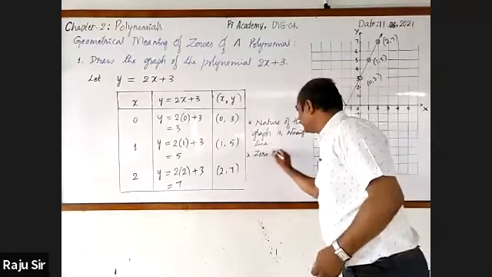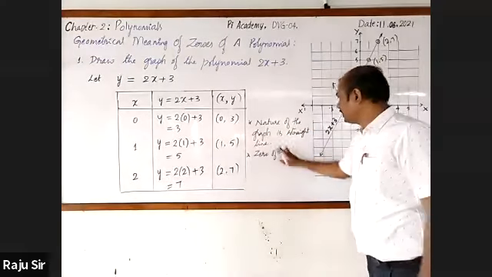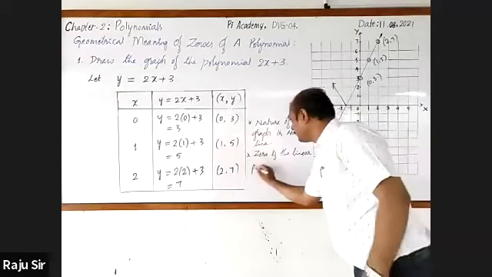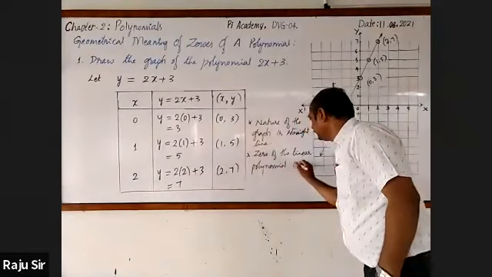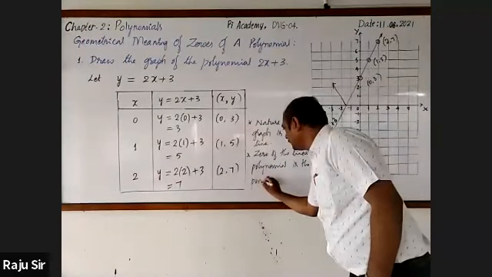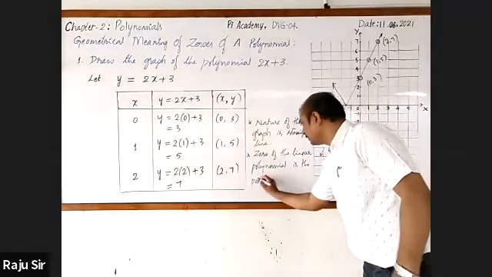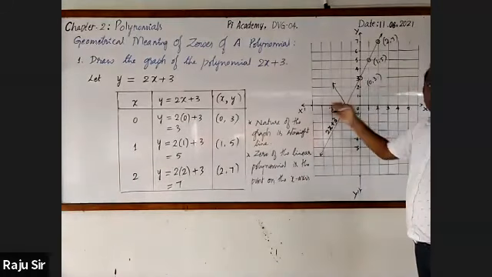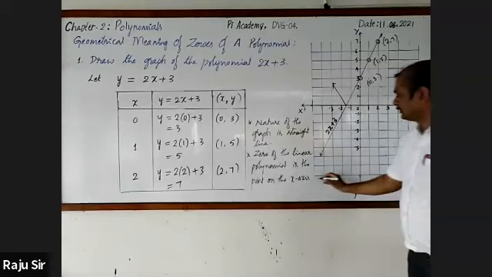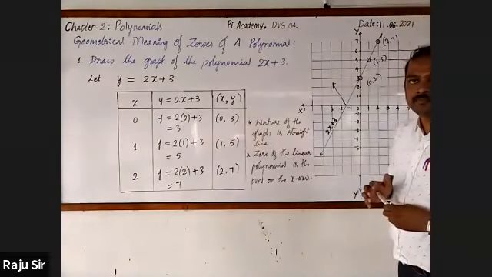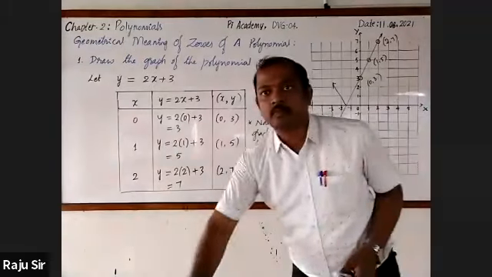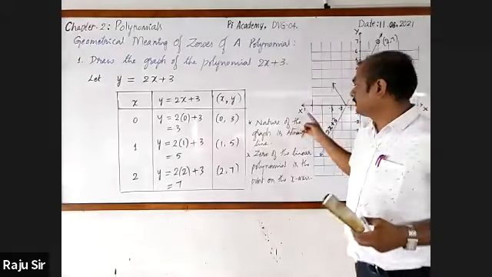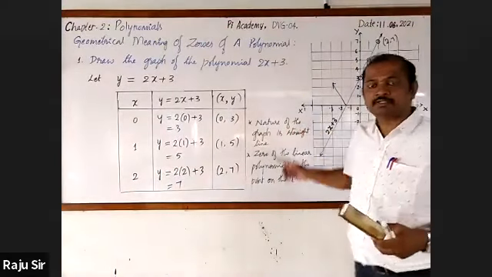Then zero of the linear polynomial is the point on the x-axis. Zero of the polynomial, it is on x-axis. The nature of graph of linear polynomial is a straight line.